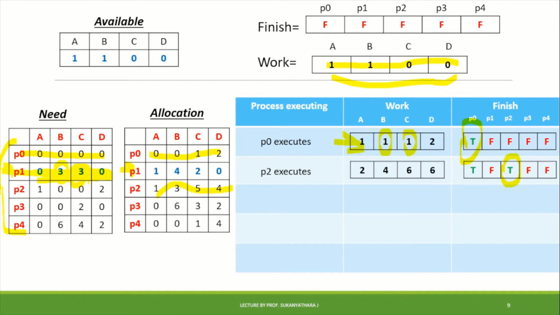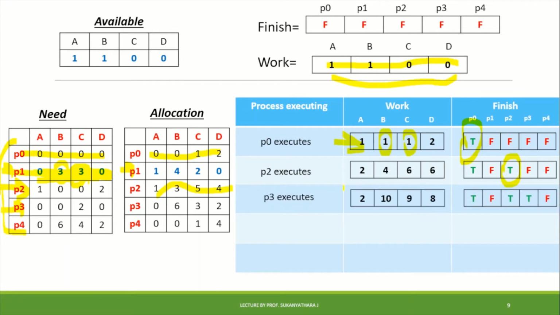Now go to the need matrix, check the next process. Next process is P3. Can P3 execute now? Yes, because 0020 is less than or equal to 2466. So it can execute. So P3 executes and it leaves the system by releasing the resources it was holding. So new value of work becomes work plus allocation of P3. And we will write finish of P3 to true.